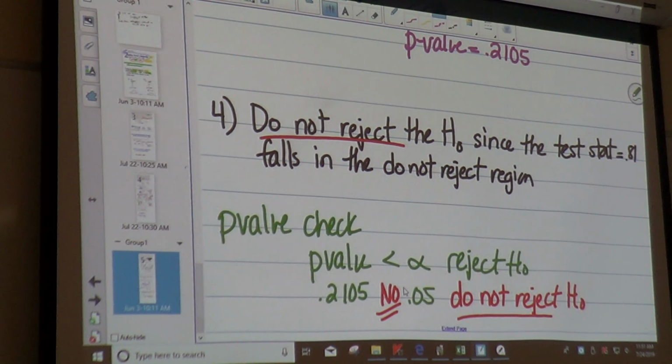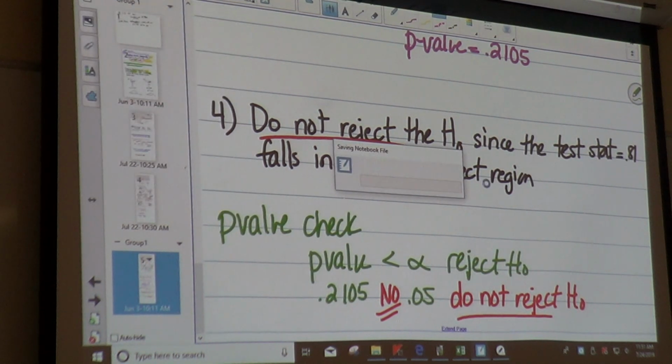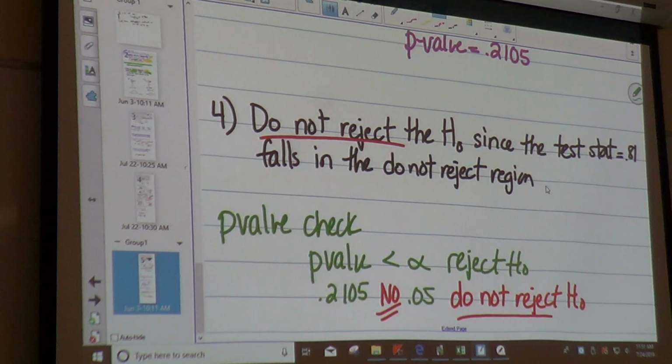So that is it for 10.3. So the good news is I have given you every ounce of knowledge that you need for Math 120. So you know everything I know.